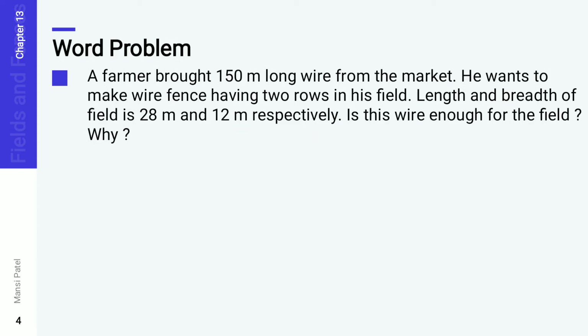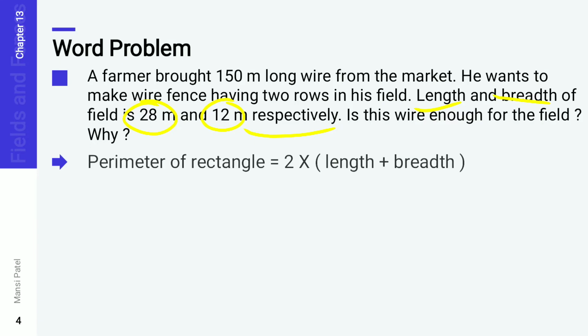Okay. So this first measurement is for length, and this second measurement is for breadth. Is this wire enough for this field? Here you have to find out whether this much wire, that is 150 meter wire, is enough to make 2 rows or not. So here they have given you 2 things, that is the length and breadth. Therefore we have to find out the perimeter of the rectangle.